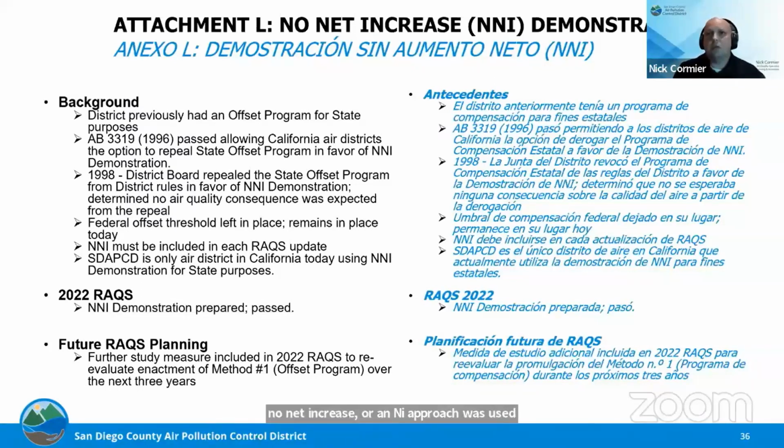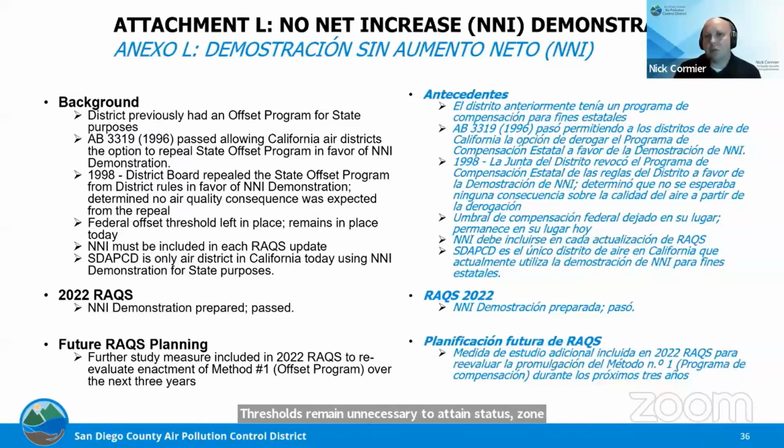This demonstration reviews emission reductions at existing stationary facilities in prior years and compares it to new emissions from new or modified stationary sources of air pollution. So long as emissions from existing facilities outweigh any emission growth, a state offset program is not required under state law. The district has included a no net increase demonstration in each RACS update since 1998 as required. The 2022 RACS includes another demonstration and has once again determined that state emission offset thresholds remain unnecessary to attain state ozone standards as early as practicable.